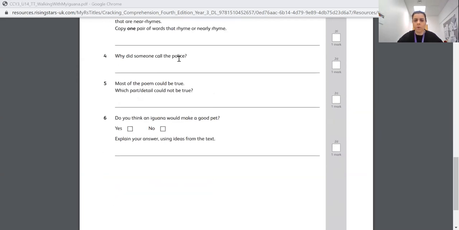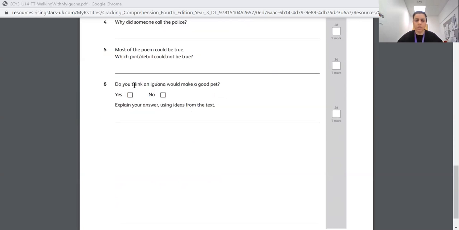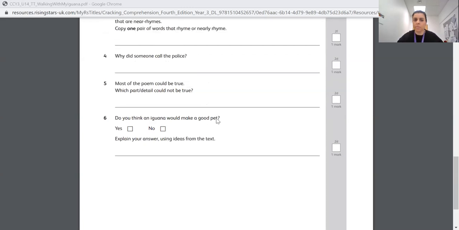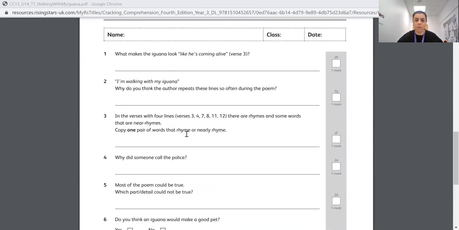Question 4, why did someone call the police? Question 5, most of the poem could be true. Which part or detail could not be true? And question 6 says, do you think an iguana would make a good pet? Yes or no? It doesn't matter which your answer is, as long as you give a good enough answer, an explanation, you can get that right. You can choose which one you want it to be, as long as you explain your answer. Okay, let's go through these together. Remember, you can pause the video and work through them now, and then you can check your answers with me. That's absolutely fine. So I'm going to show you on here for you.